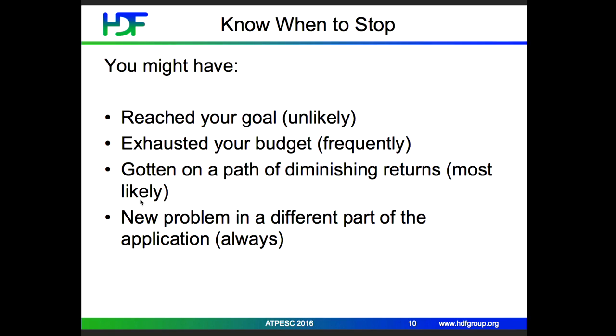And then another one that's kind of interesting is you have to know when to stop. And that's sometimes difficult. You may have reached your goal. I would say in reality, that's unlikely most of the time. You have exhausted your budget. That happens quite often. You've gotten on a path of diminishing returns. That's very likely to happen. But realizing that you are on a path of diminishing returns, I think that's the crucial thing here.